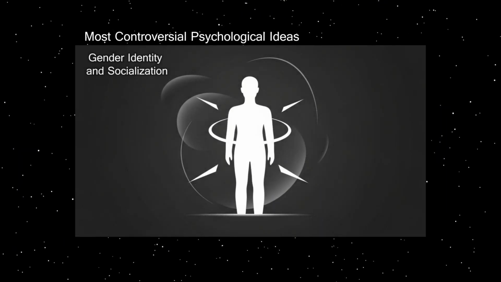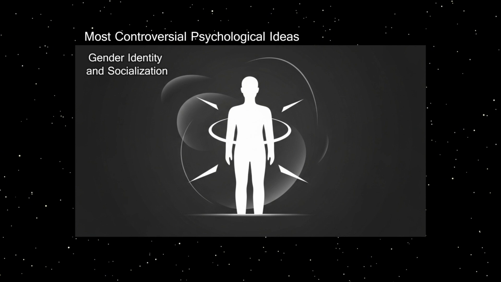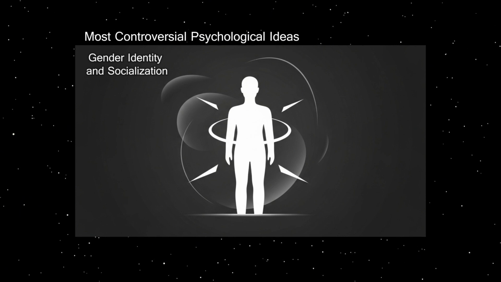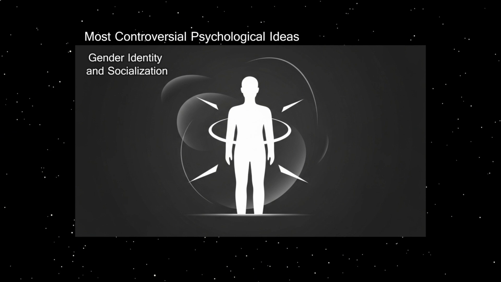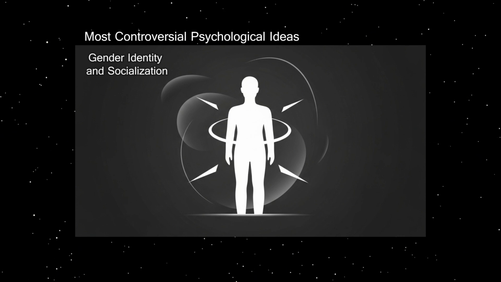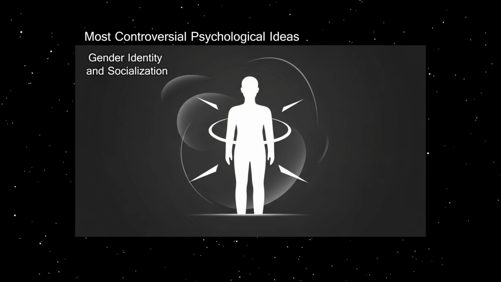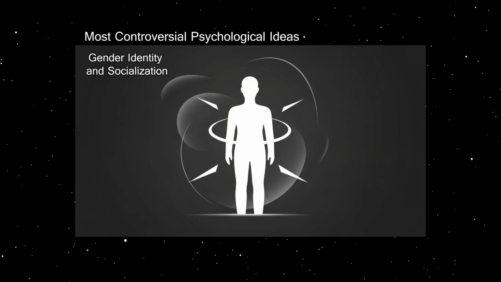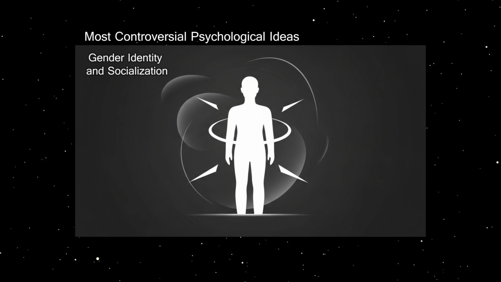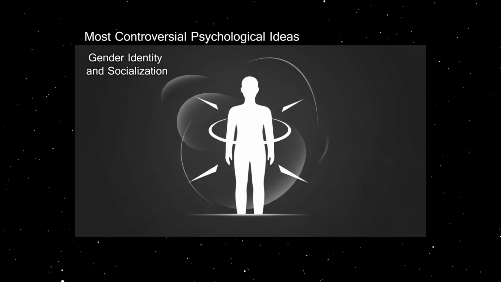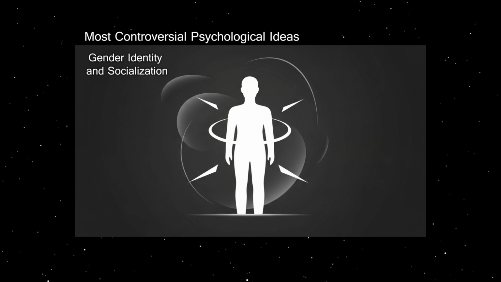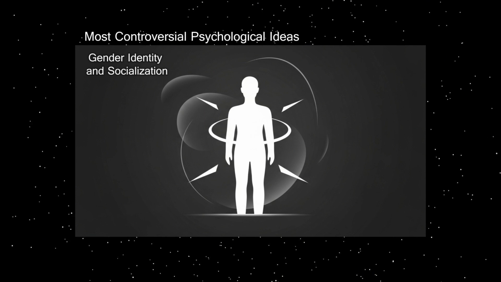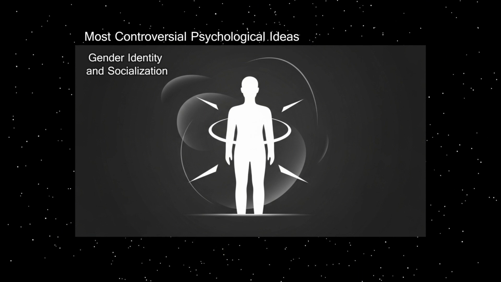Gender identity and socialization. Gender identity and socialization represent a complex and often contentious area in psychology, sociology, and cultural studies, centering on how individuals come to understand themselves as male, female, both, neither, or somewhere along a broader gender spectrum, and how society influences that understanding. Gender identity refers to a person's internal sense of their own gender, which may or may not align with the sex they were assigned at birth.